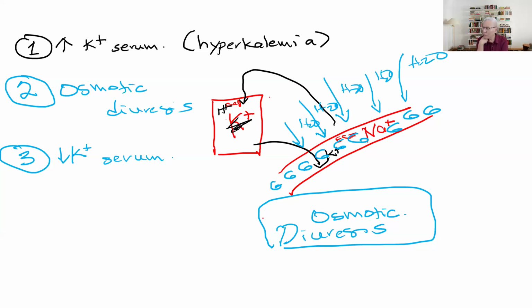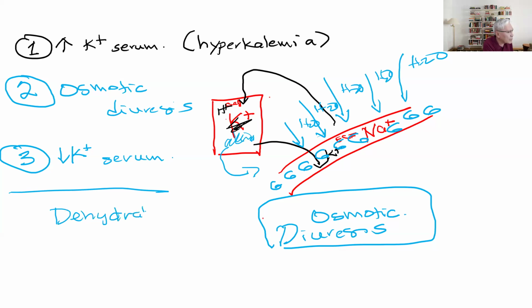Where is this water coming from? It's coming from the cells. So if you remove water from the cells, what's going to happen? You will have dehydration. Where is the dehydration from? Intracellular compartment or extracellular compartment?